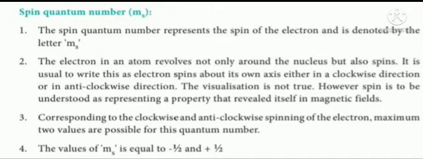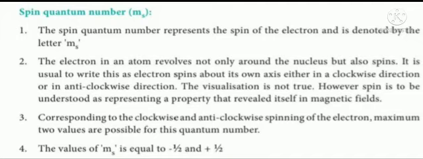Here, the electron in an atom revolves not only around the nucleus but also spins. The electron spins in its own axis either in clockwise direction or in anticlockwise direction. But the visualization is not true. However, spin is to be understood as representing a property that revealed itself in magnetic fields. It is to be given for second point.